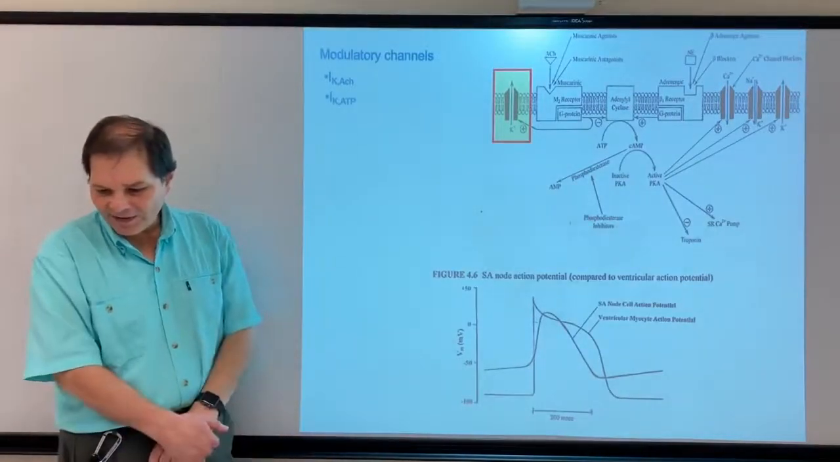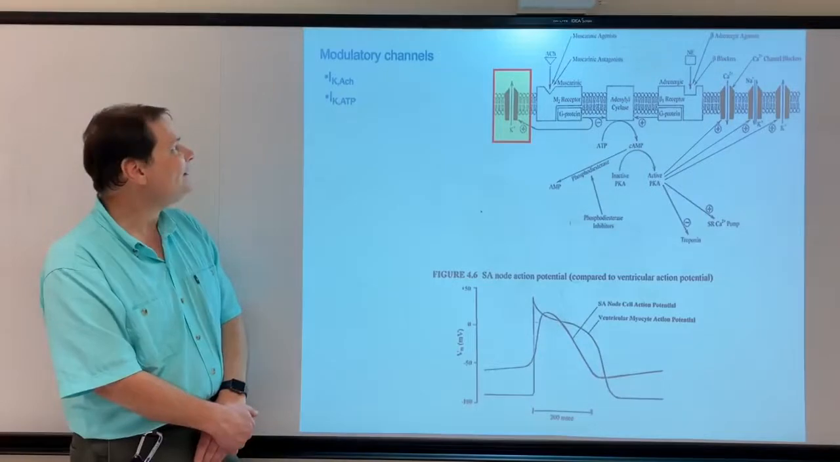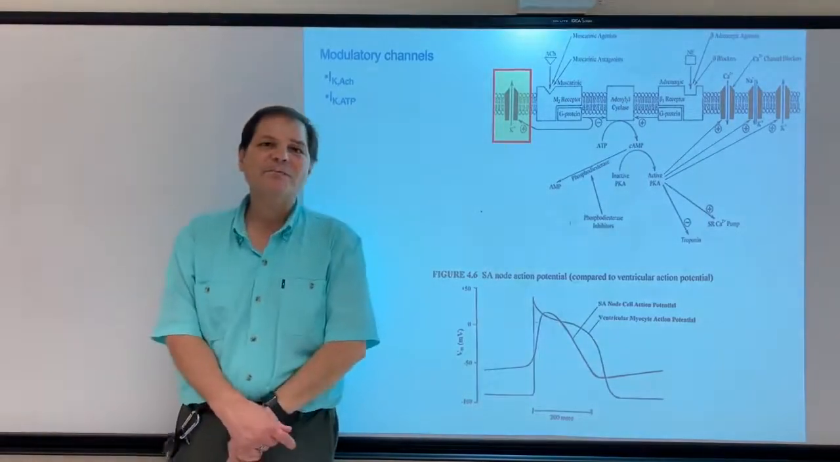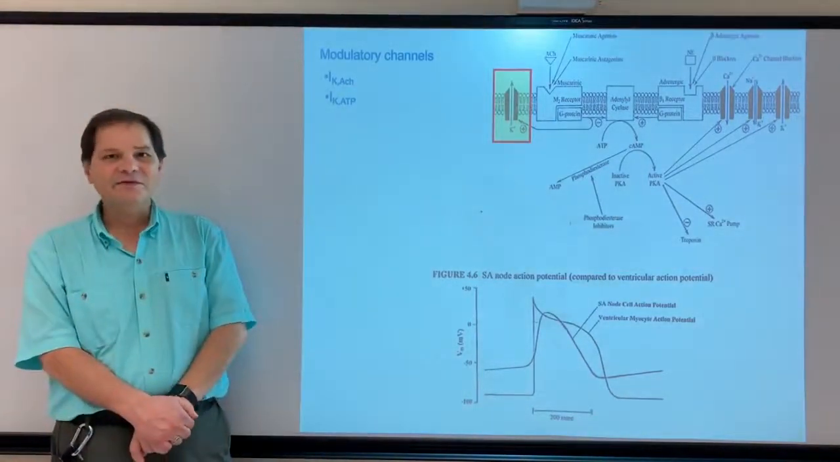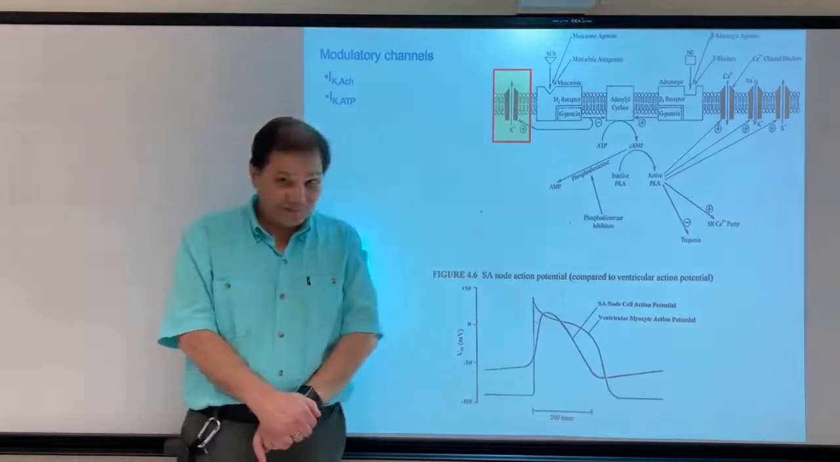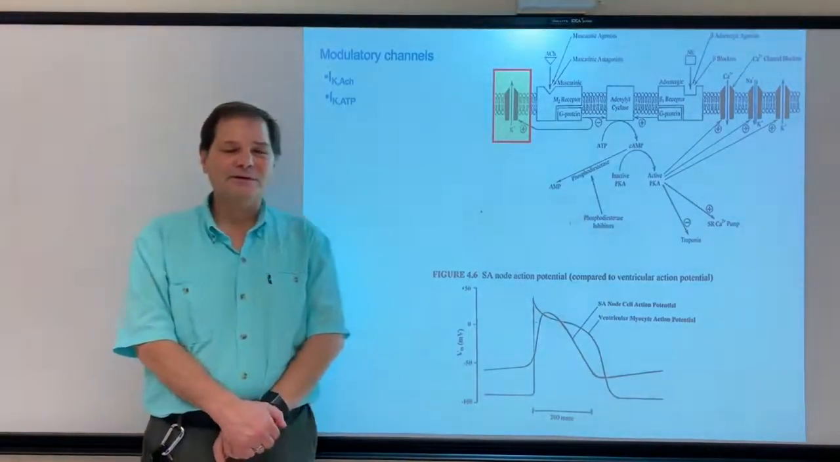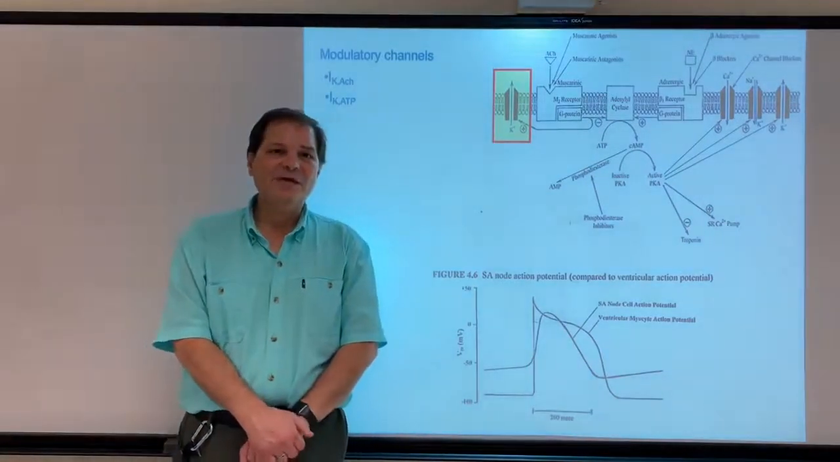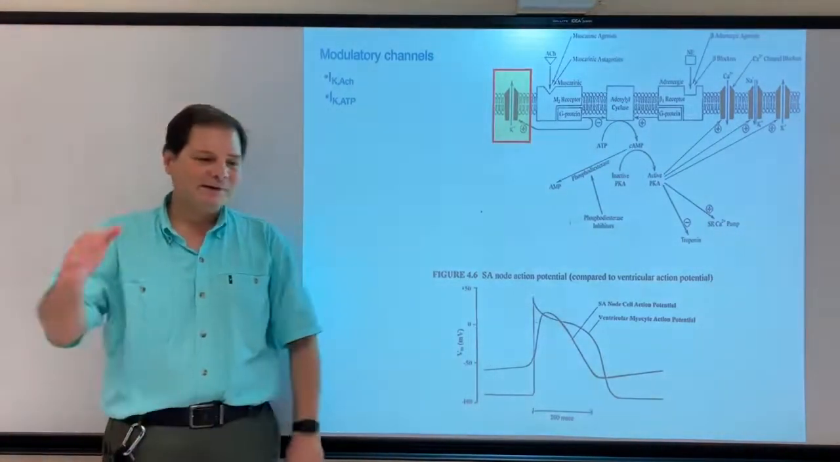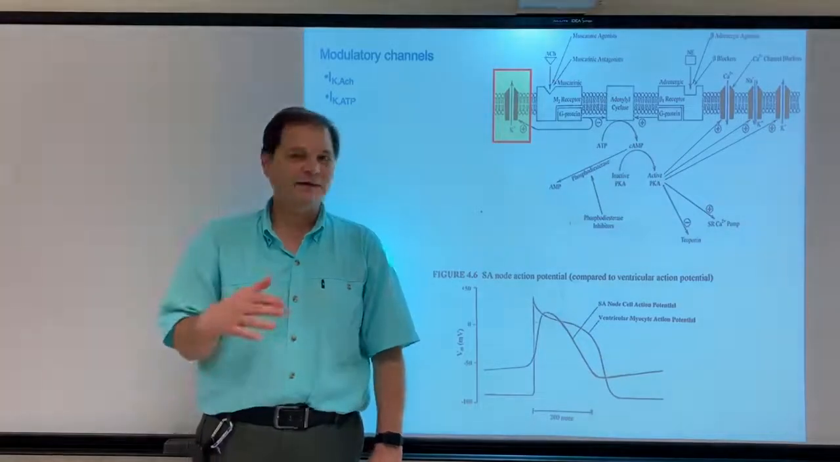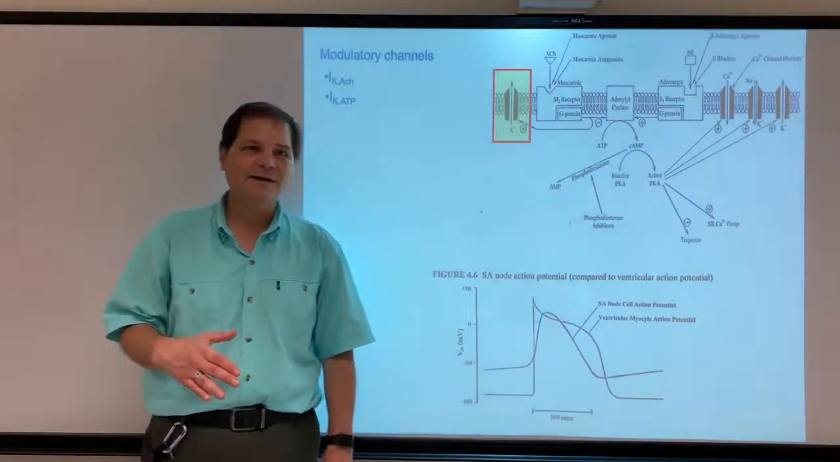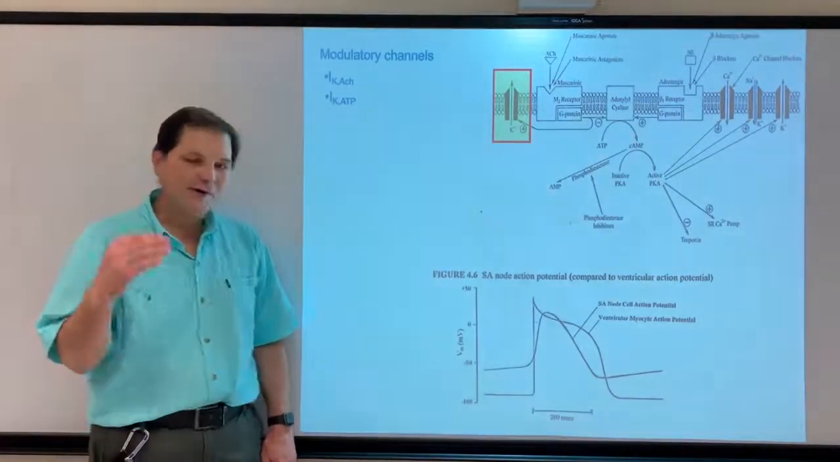You have IK-ATP. This is, believe it or not, the most abundant potassium channel in the ventricle, and it is ordinarily closed. It opens when ATP drops to a really low level. So you might find that these channels open when ATP drops precipitously, let's say in an infarcted area or something like that. And it has good and bad effects.